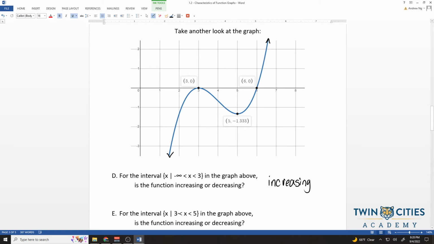Then it asks, what about from 3 to 5? Okay, from x is 3 to x is 5, following left to right, we are going down. So this would be decreasing.